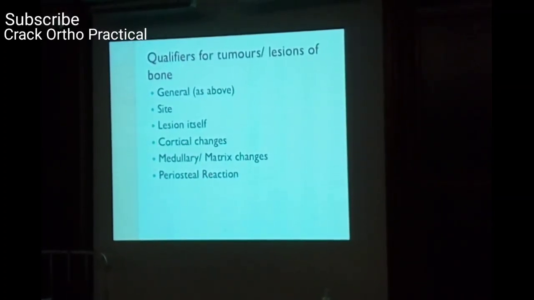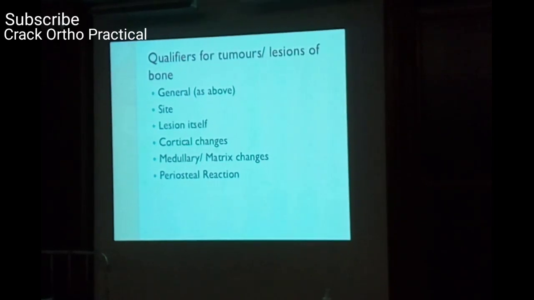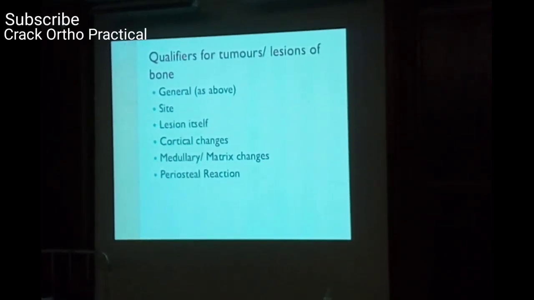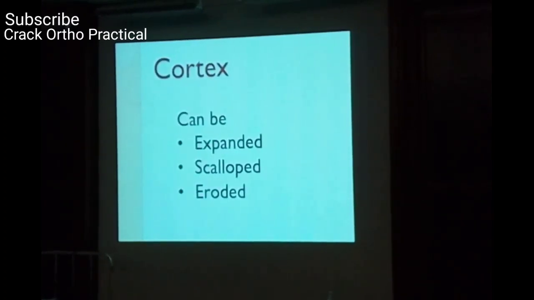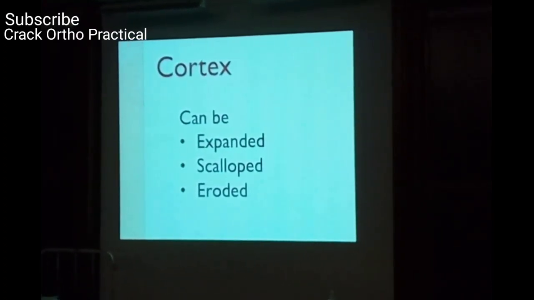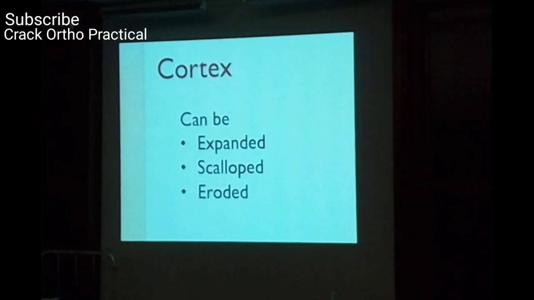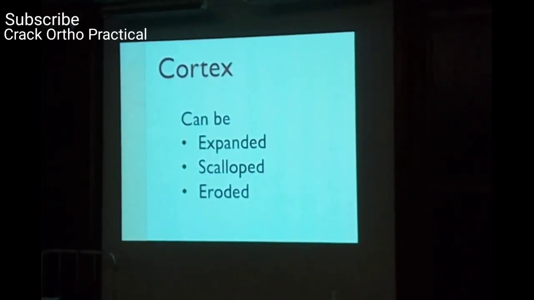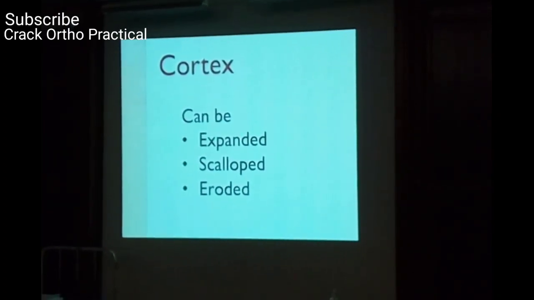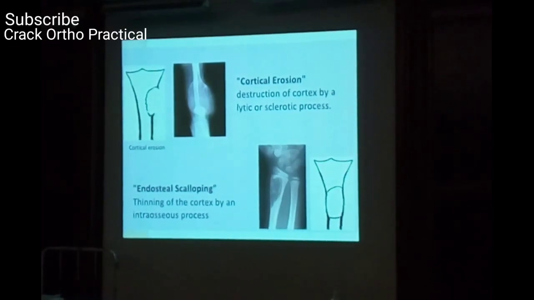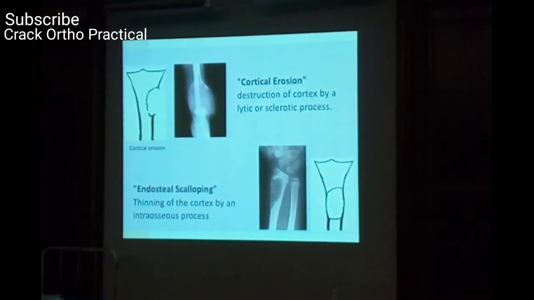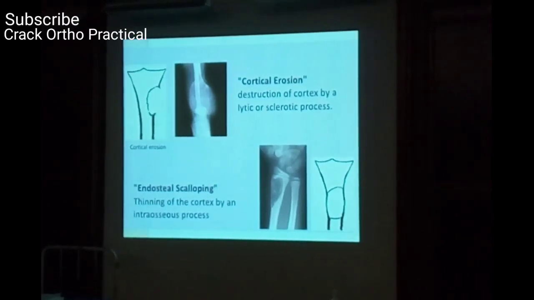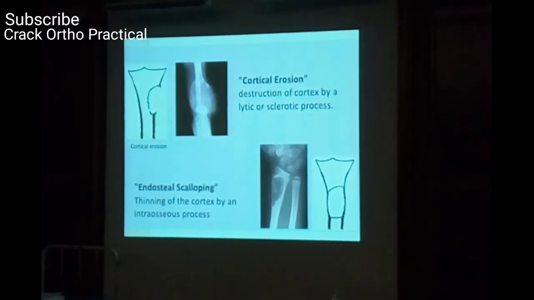So what are the qualifiers of tumors or lesions in the bone? These are site, lesion, cortical changes, matrix changes, and periosteal reaction, as I said. So cortex. The cortex can be expanded, it can be scalloped, or it can be eroded. So what is the difference between all of them? The expanded cortex will be having the same thickness, but in scalloping there will be endosteal scalloping where the cortex will be thin, and in cortical erosion you will see a breach in continuity.